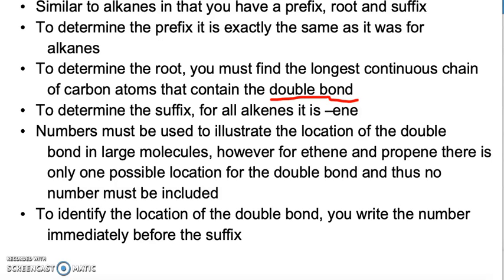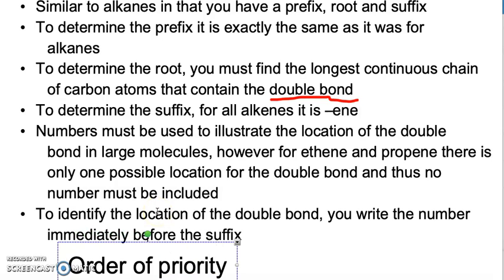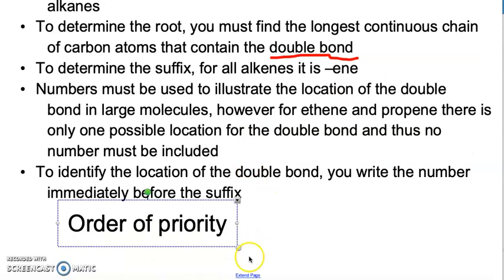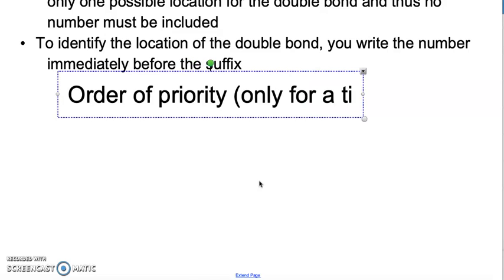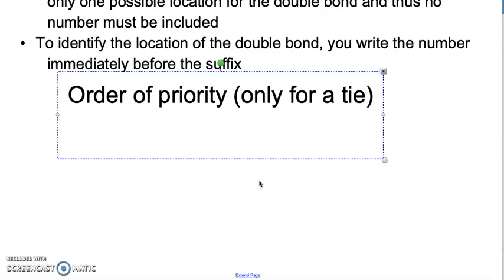So when we are doing alkenes, you're going to find that we talk about something that we call an order of priority. This basically means if I need to decide, such as in the case of a tie, where am I going to go to first. So order of priority is only for a tie. If there's no tie, I don't care about order of priority, I care about what's a smaller number. But if I have a tie, I'm going to follow order of priority.